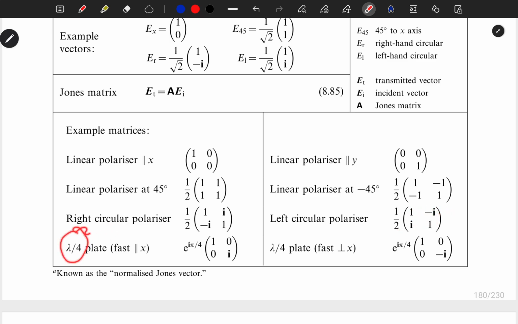For quarter-wave plates, e^(iπ/4) [1 0; 0 i]. For the first plate, e^(iπ/4) [i 1; 0 -1].